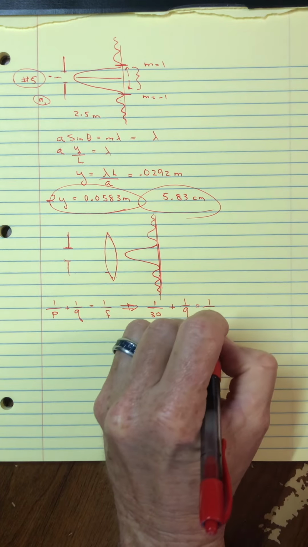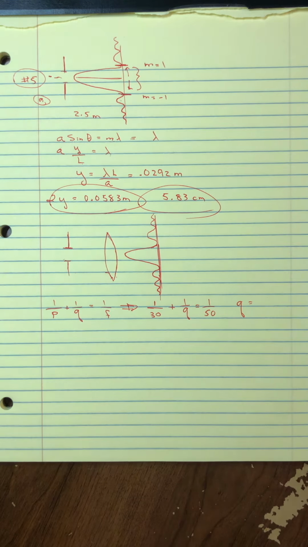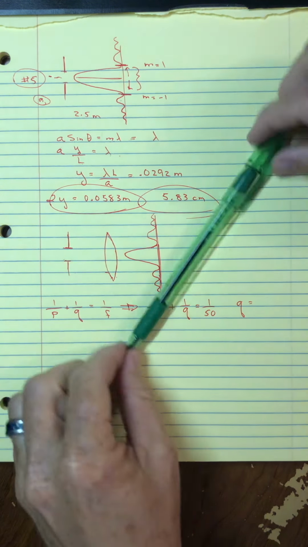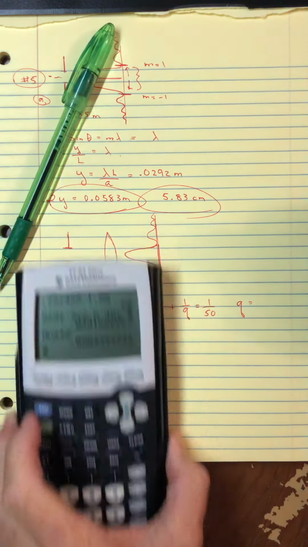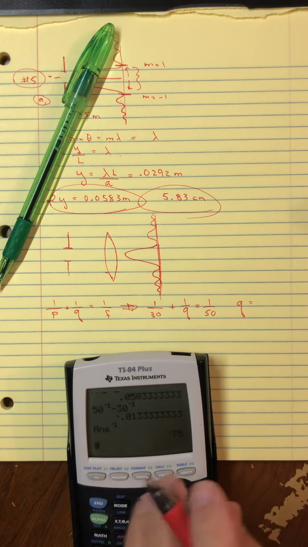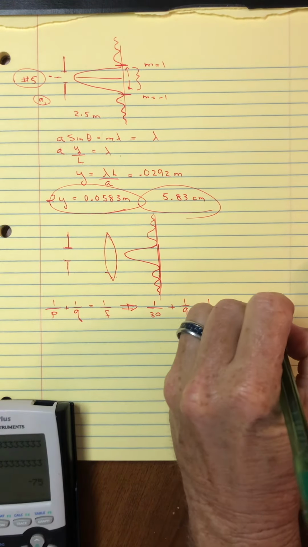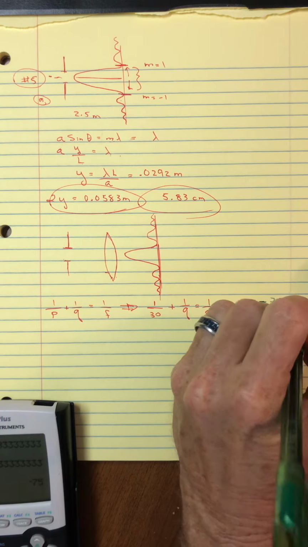And this is a 50. And so now we can figure out, and I'll draw it in green, where is that image. So 50 reciprocal minus 30 reciprocal. Take the reciprocal of that, and I get a number, I'll write it in green, of negative 75 centimeters.